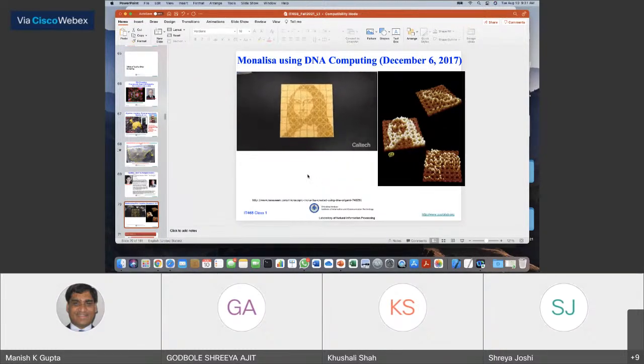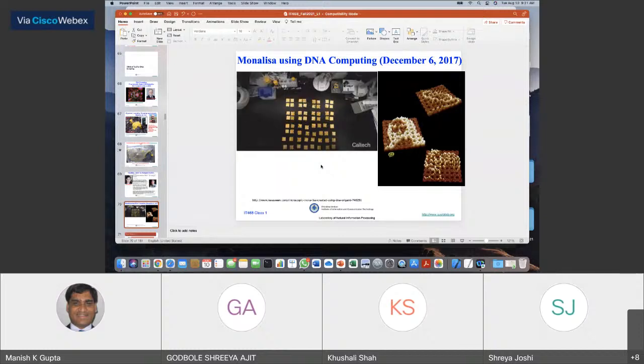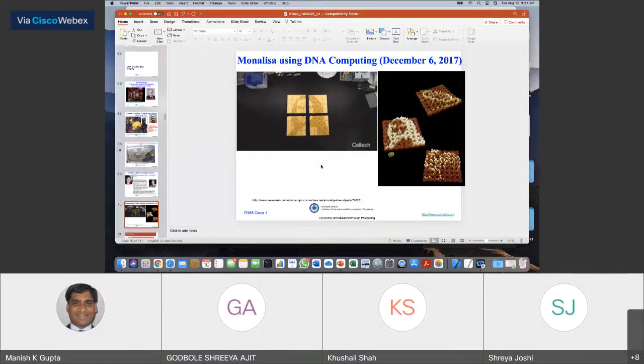In fact, I should mention this. This is an interesting thing. We have developed a software, DNA Image Pro. We will talk about these things. What are the possibilities?